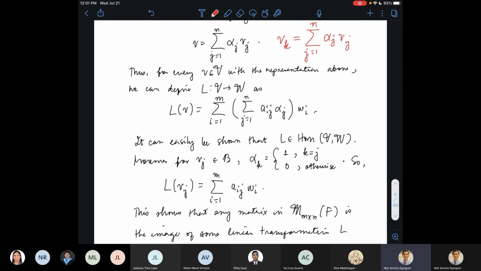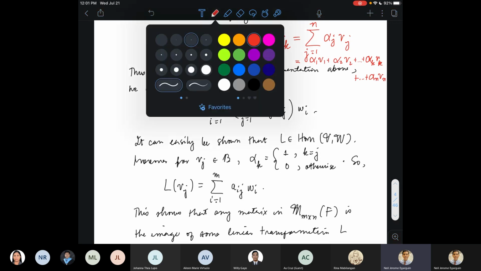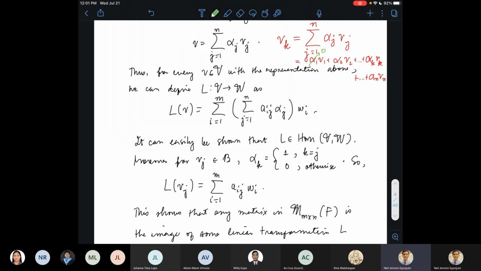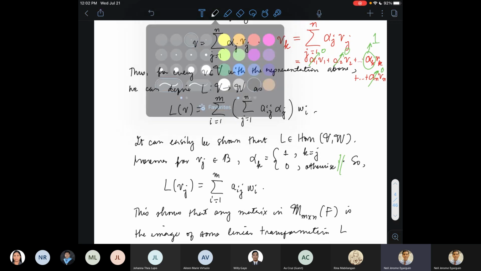So pag ikukunin ko yung sum, expand ko lang yung sum, alpha 1 v1 plus alpha 2 v2 plus alpha k vk hanggang makarating ako sa alpha n vn. Tama? So, ibig sabihin, para makuha ko si vk, dapat lahat ito ay 0. This must be 0, this must be 0, this must be 0, except for alpha k, which should be equal to 1. Right? That's the expansion of a basis element. And that's what I said in here. Alpha k will be equal to 1 if and only if k equals j, and otherwise, everything will be 0.